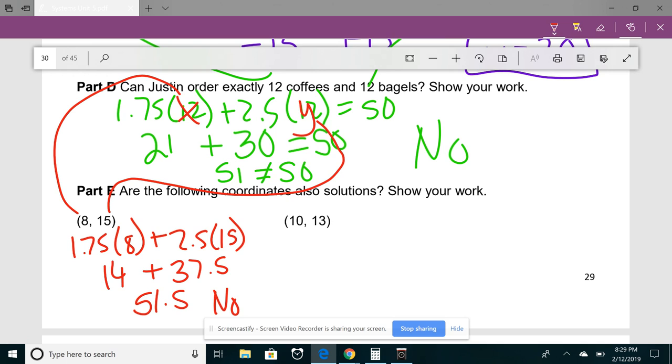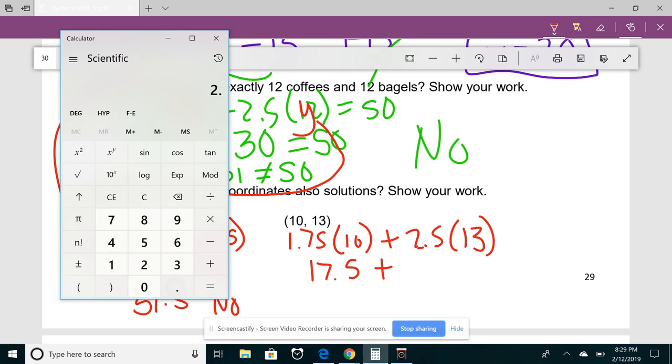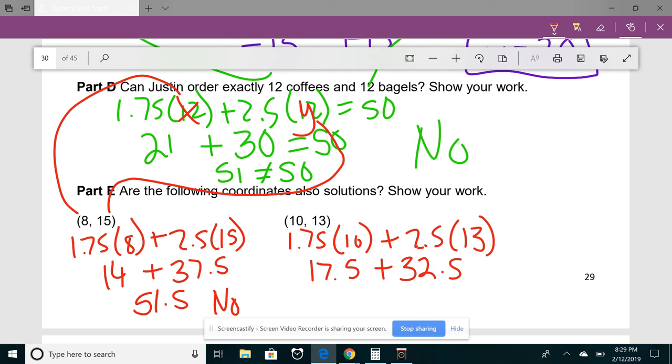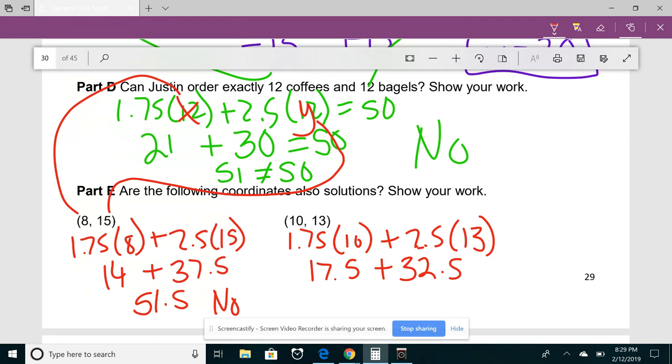The next one. $1.75 times 10. And $2.50 times 13. I can do this in my head. 17.5. 2.50 times 13 is 32.50. I add 17.50 and 32.50, it's exactly $50. So yes, this would be a solution.